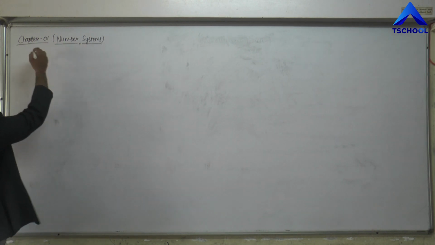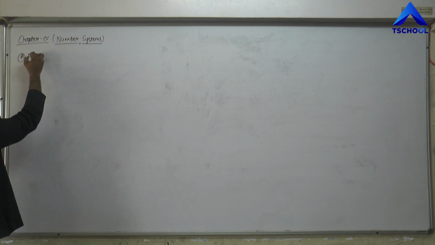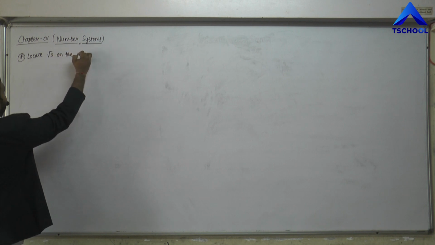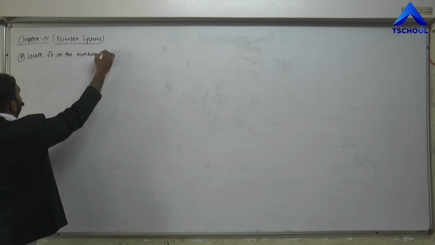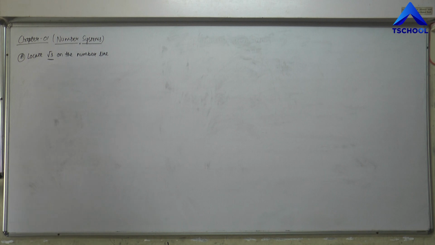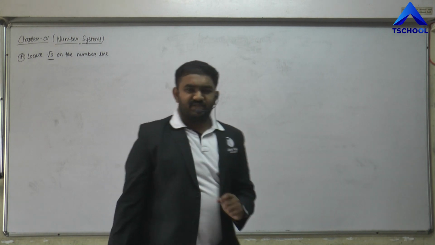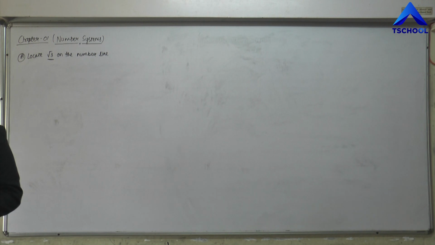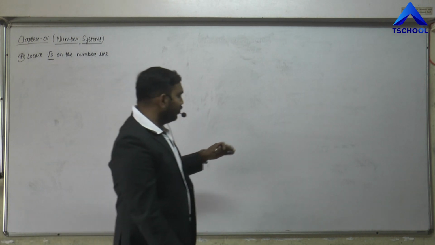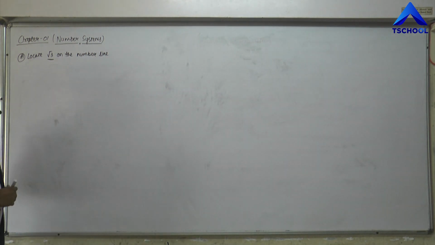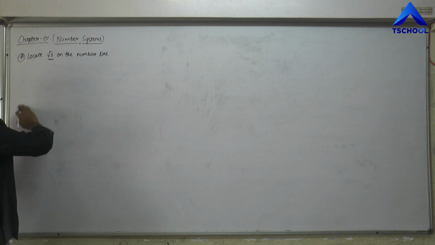Okay. So I have one more example here: locate root 3 on the number line. Now see, I want to locate this root 3. Root 3 is somewhat 10% more difficult than root 2. Difficult in the sense that you need to perform the steps that we performed in locating root 2 twice, so that we get the value of root 3.